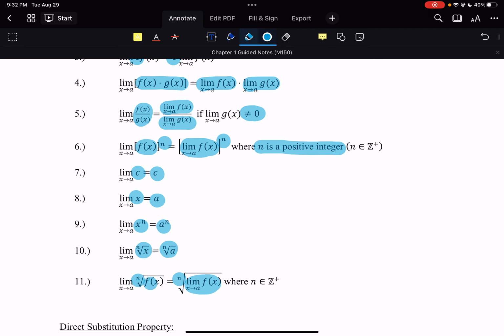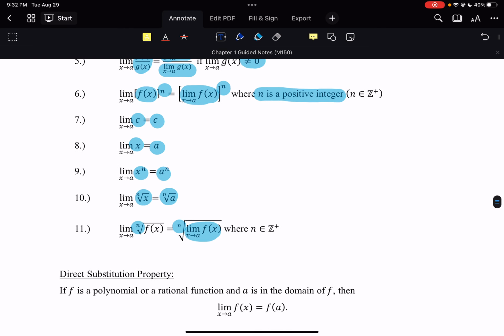So this can also help us. Maybe I can't take the nth root of the function right now, but maybe if I take the limit first and I get out some numerical value, then I could take the nth root of it. So it presents you with options in terms of solution.